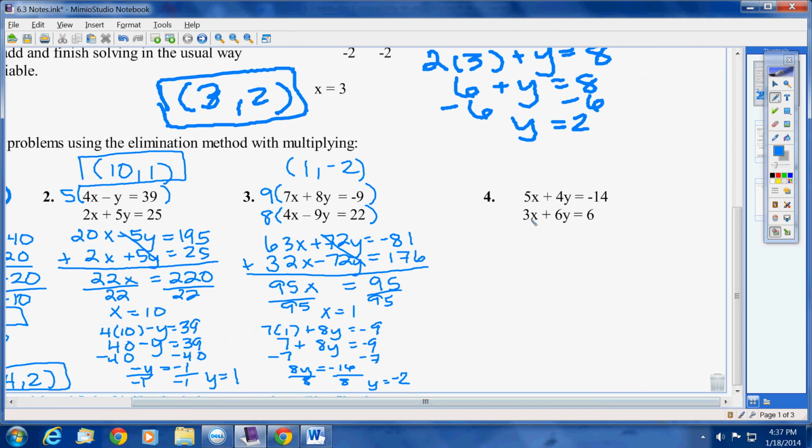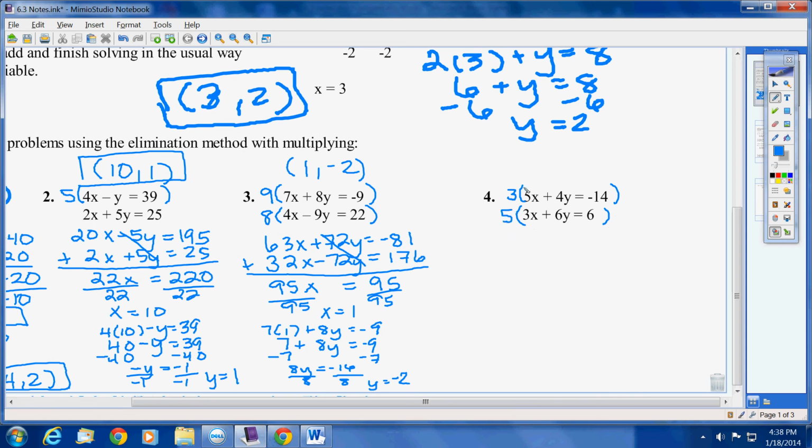Okay, number 4. I have 5 and 3, 4 and 6. I think I'm going to go with my x's and cancel my x's out. The least common multiple between 5 and 3 is 15. So that means I need to multiply the top equation by 3 and the bottom equation by 5.